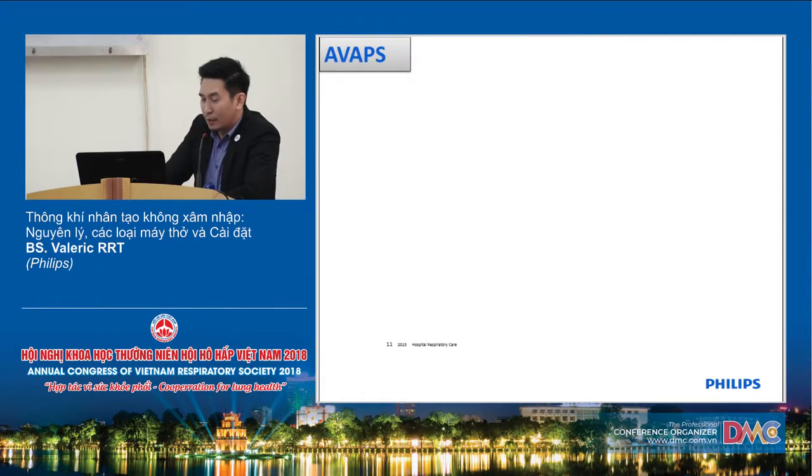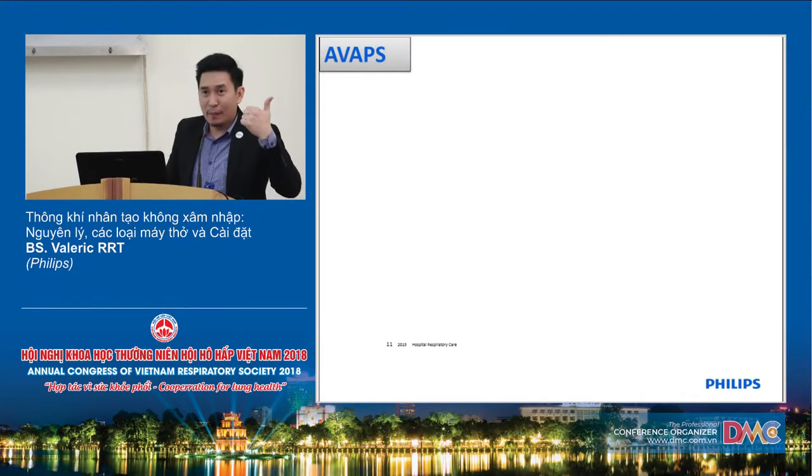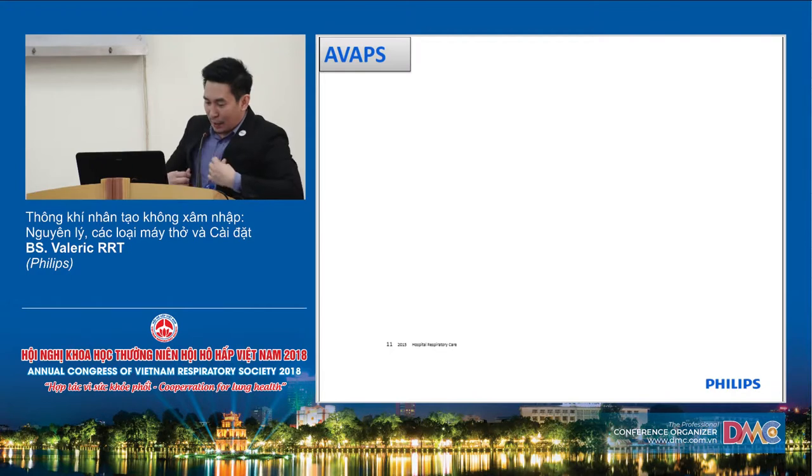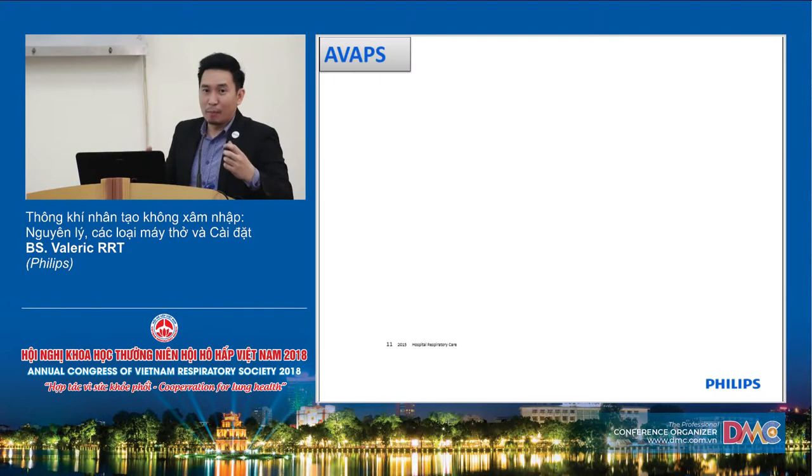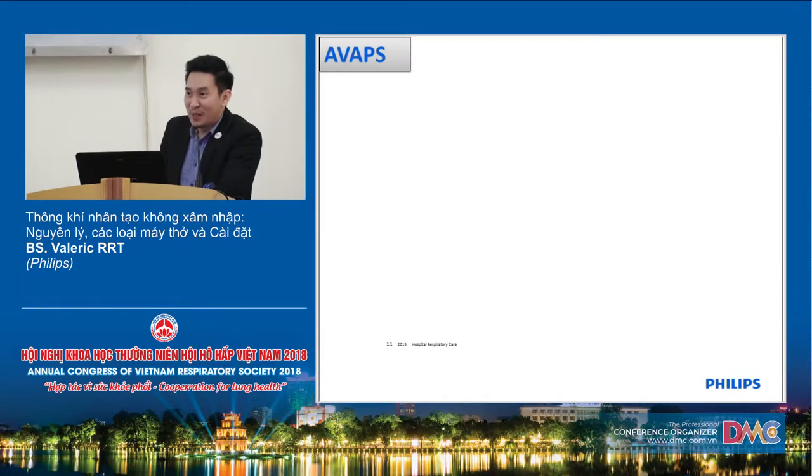Okay, so basically the modes of ventilation for non-invasive ventilation are CPAP and BiPAP. In some ventilators, they combine pressure and volume modes. One of our combinations is the AVAPS. So this is my last slide. I think I'm finished.